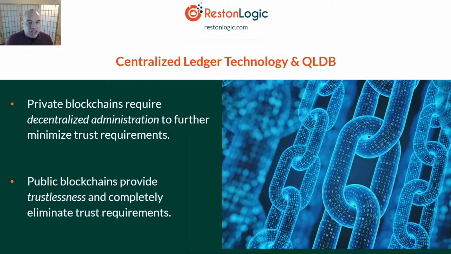So private blockchains require decentralized administration. To make a change to a private blockchain database, a group of people have to somehow come to consensus. And that provides additional security that minimizes trust requirements even further. Now, public blockchains completely eliminate trust requirements. They provide trustlessness, all right? So public blockchains have the least trust requirements, if any at all.